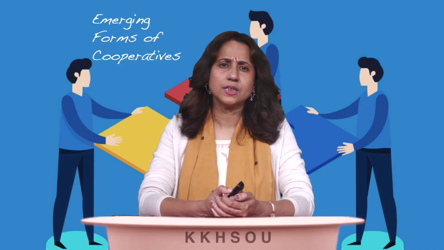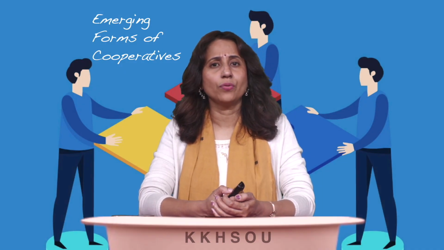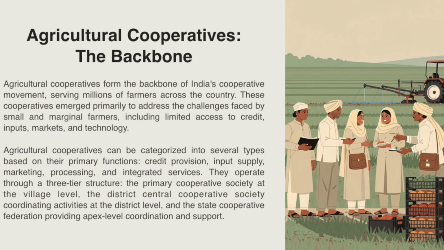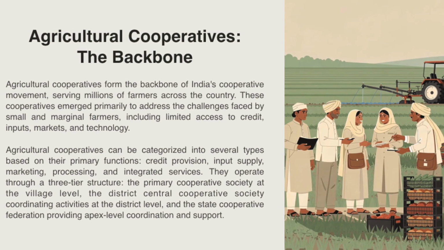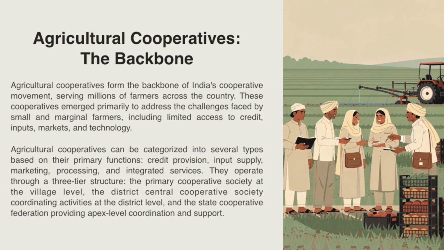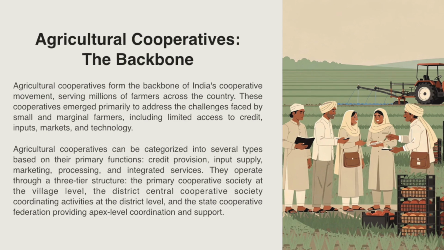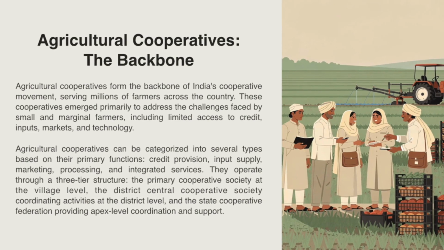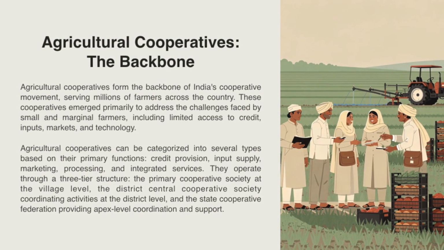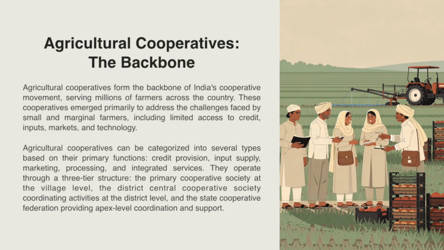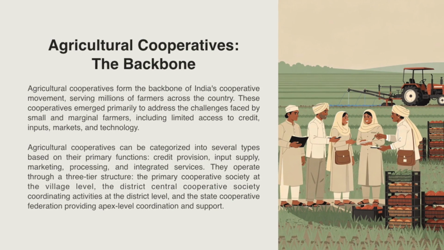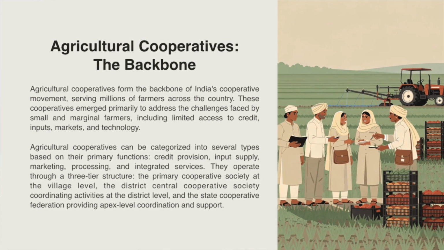So, agricultural cooperatives form the backbone of India's cooperative movement, serving millions of farmers across the country. These cooperatives emerged primarily to address the challenges faced by small and marginal farmers, including limited access to credit, inputs, markets, and technology. Agricultural cooperatives in India can be categorized into several types based on their primary function. The first is credit provision, then input supply, then marketing, processing, then integrated services.